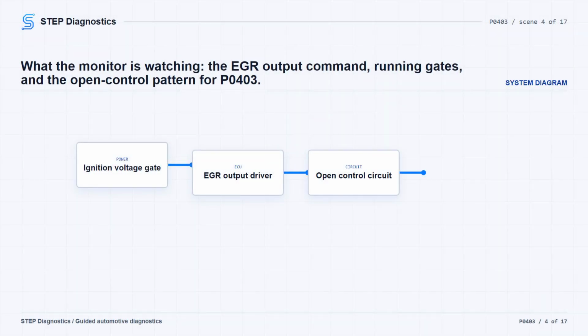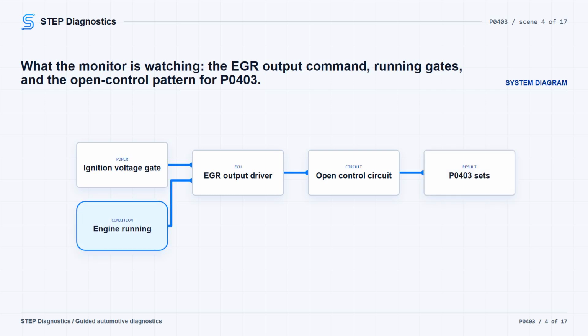The EGR control output is switched from ground to 12 volts to activate the component. For P0403, the important failure pattern is an open control circuit for greater than 2.5 seconds. The monitor runs after its gates are met, including the engine running and ignition voltage greater than 11 volts, and then it continues watching the circuit.